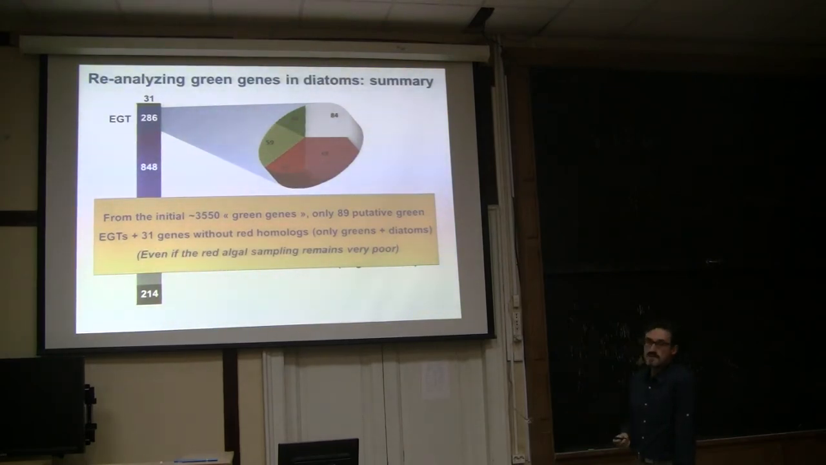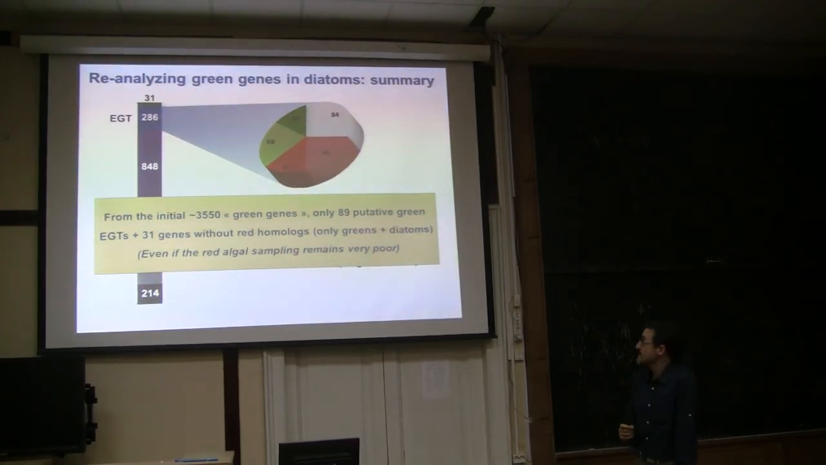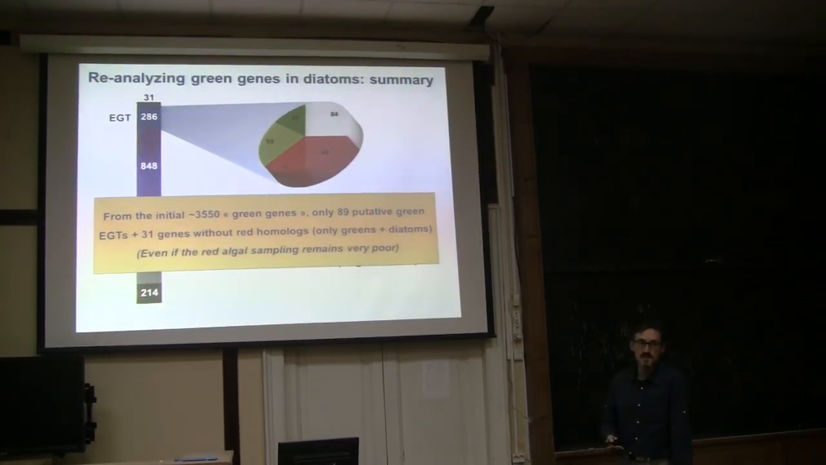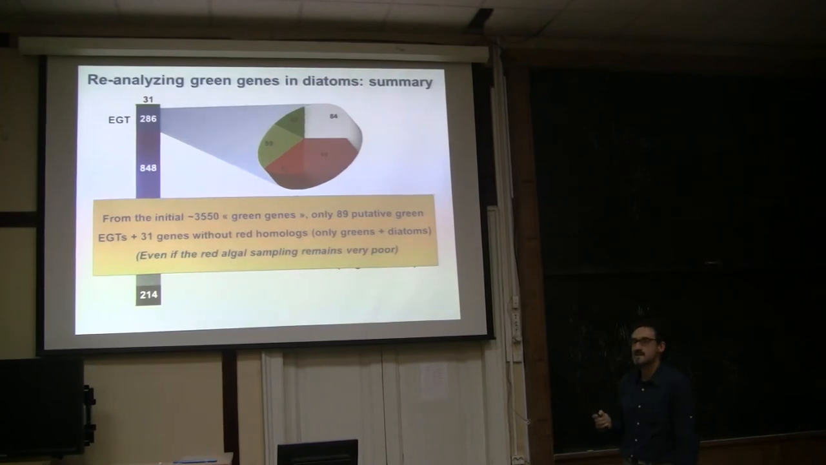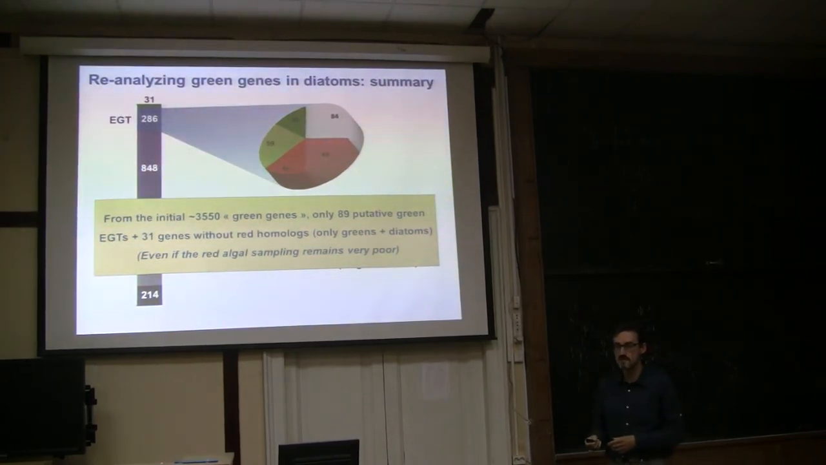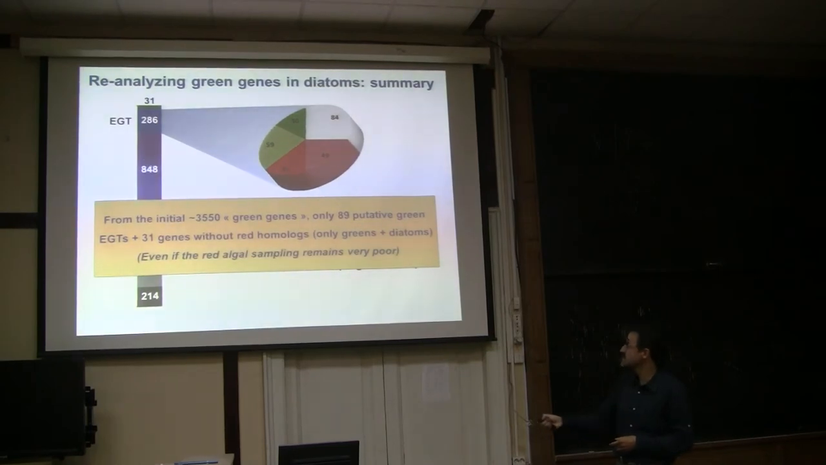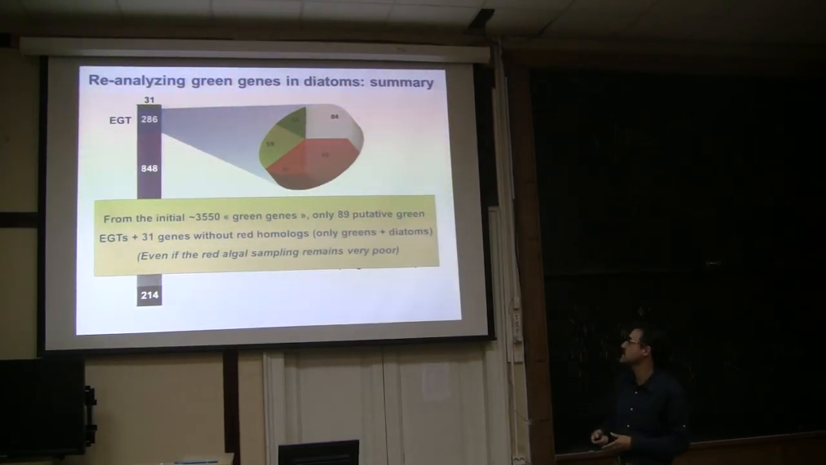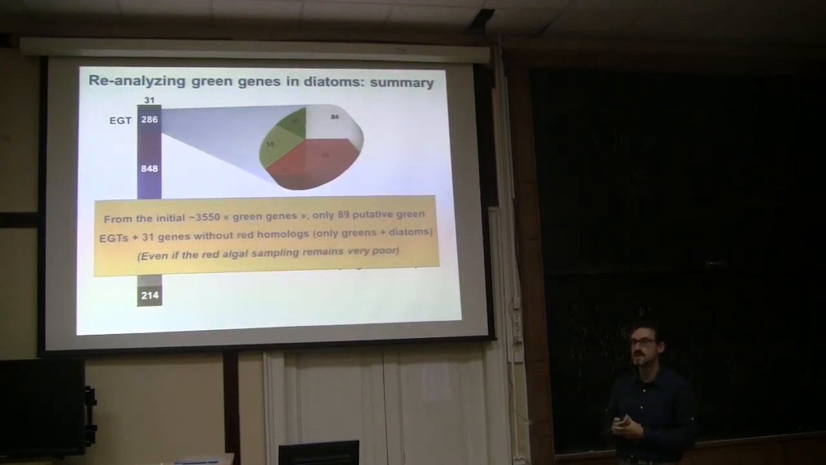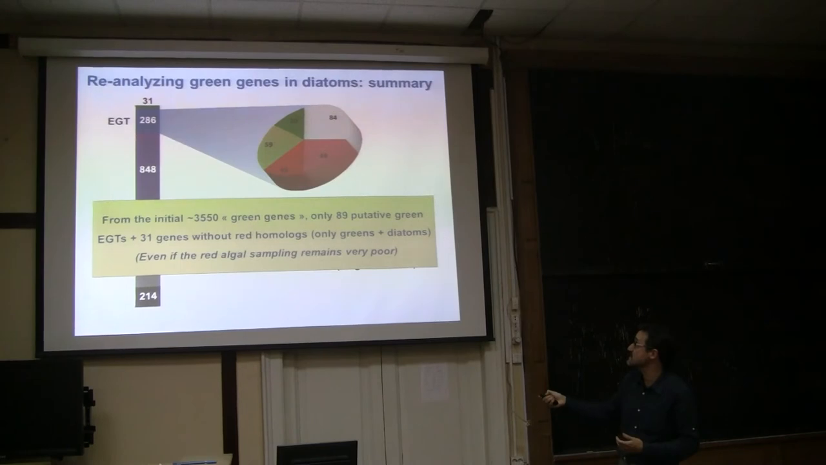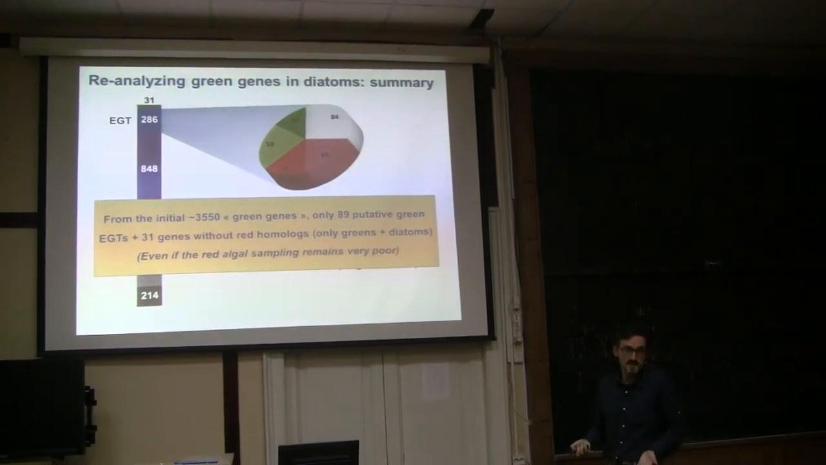However, we still have a very limited sampling of red algal genes, because there are still very few red algal genomes that have been sequenced. But just by the addition of these new ones that we were able to add to the analysis, we reduced the number of green genes from more than 3,000 to only 89. So we expect that if we continue adding new red algal genes to the database, probably this number will still decrease, and at the end we will have only endosymbiotic gene transfers of red algae, as is expected.